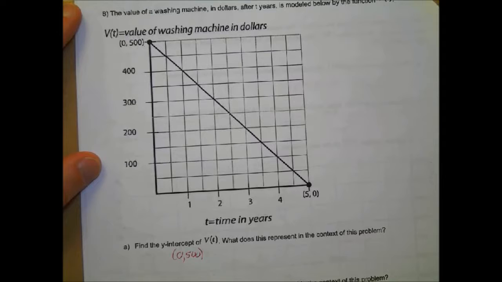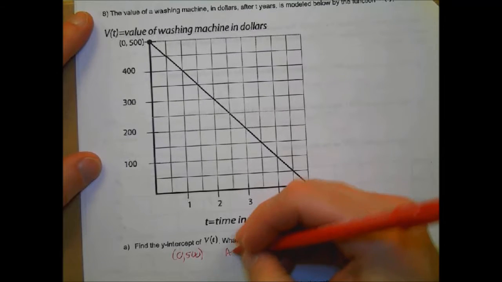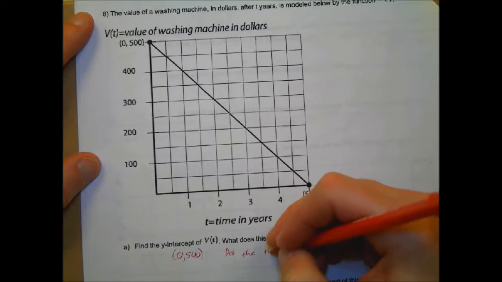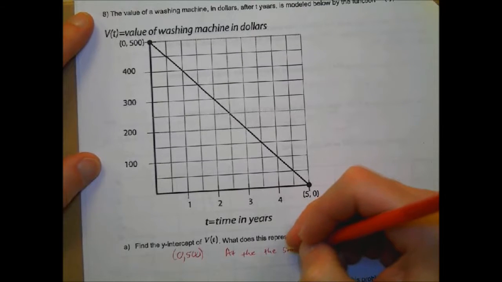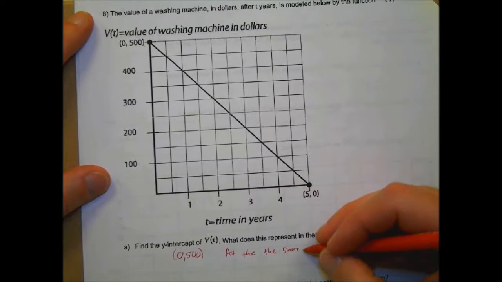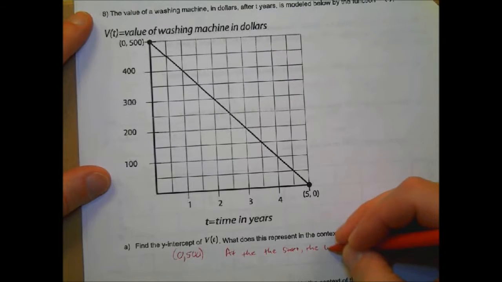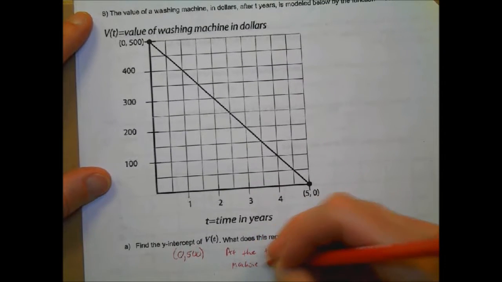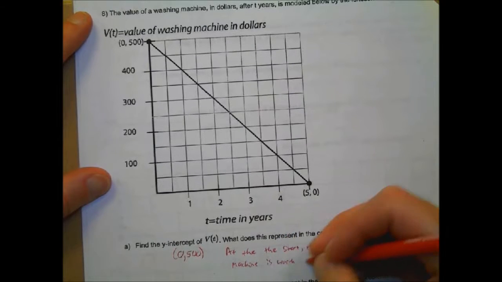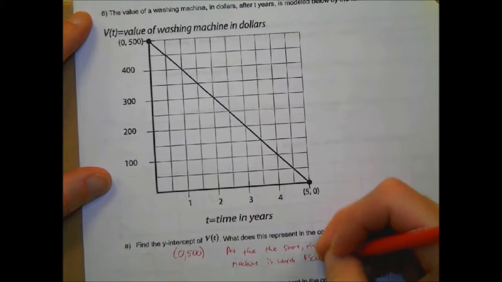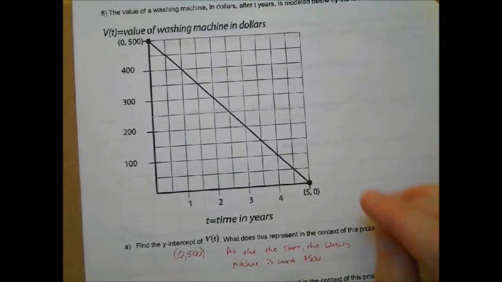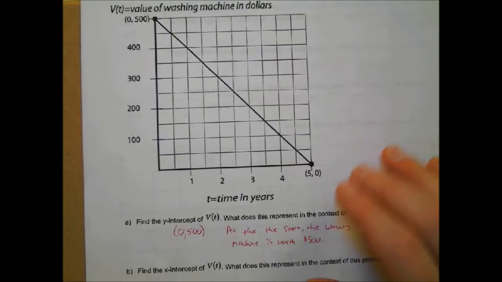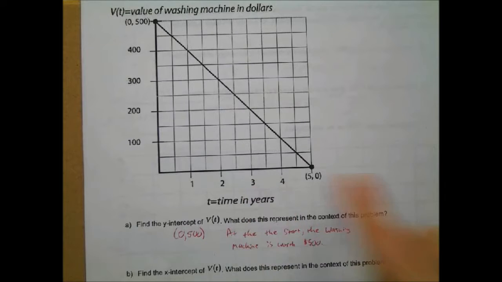So yes, after 0 years, you can say that at the start, the washing machine is worth $500. Oh, I just realized it's going down in value. Yes, it is. I thought the price was increasing. Yeah, it's over time, and then the value of it, how much you'd sell it for. Okay, very good.